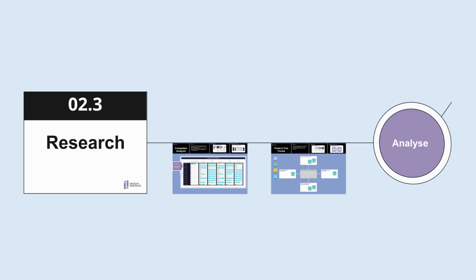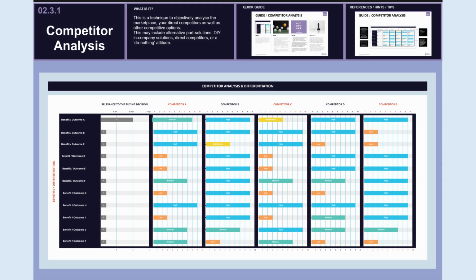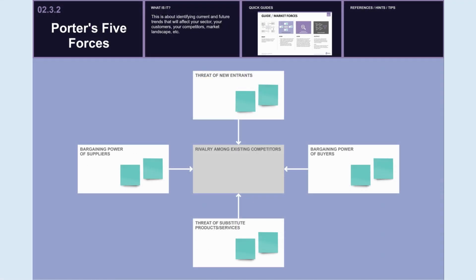The third channel relates to market research. In the competitor analysis and market differentiation tool, this involves benchmarking competitive solutions against a list of benefits and their relevance to the buying decision. You will also research trends and market data that informs market insights, and this is captured using Porter's 5-Force template.